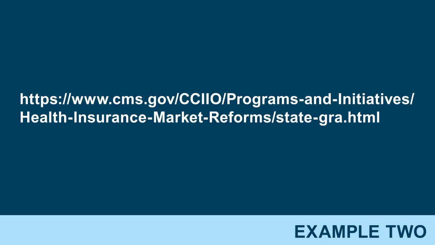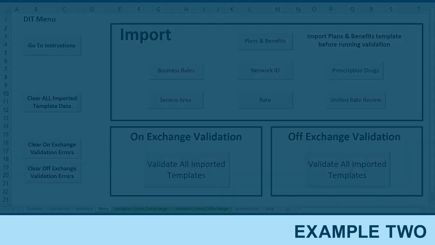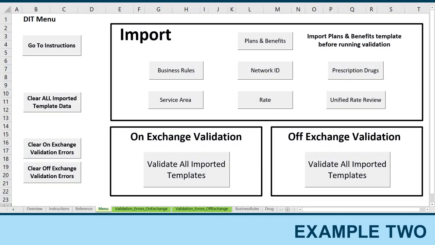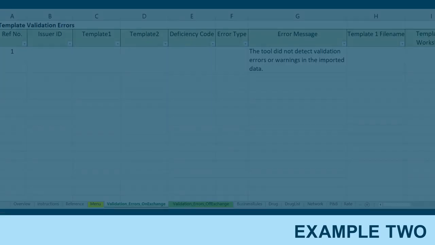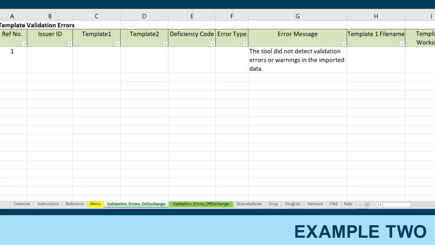For a complete list of each state's rating area, visit the Market Rating Reforms webpage of the CCIIO website at the URL shown on the screen. Once corrected, save and validate the template and re-import it into the Data Integrity tool. Click the Clear on Exchange Validation Errors button to remove old results, and click the Validate All Imported Templates button in the On Exchange validation box to rerun the review. The Validation Errors tab now shows a message indicating no validation errors were found, since the data error was corrected.